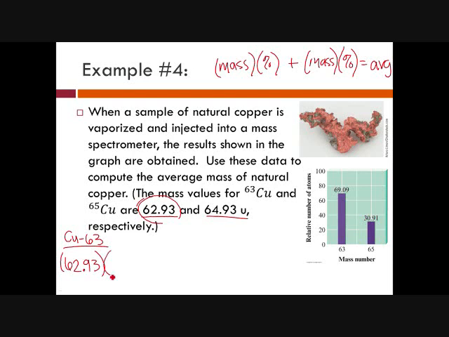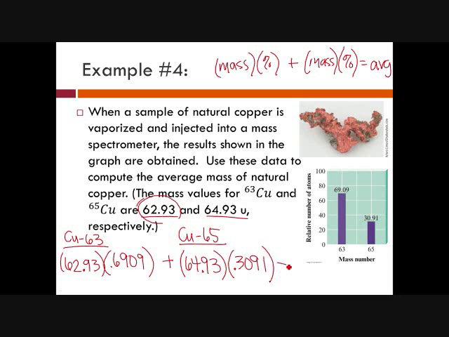So 62.93 times, and the 63 would be 0.6909, plus, now this is about the copper 65. So we have the mass is 64.93 times its percent in decimal form, 0.3091. Running out of room. Okay, so go ahead and solve for that. To write down each step before you add it together, that's fine. I do that sometimes, especially if you aren't a parenthesis wizard in the calculator.